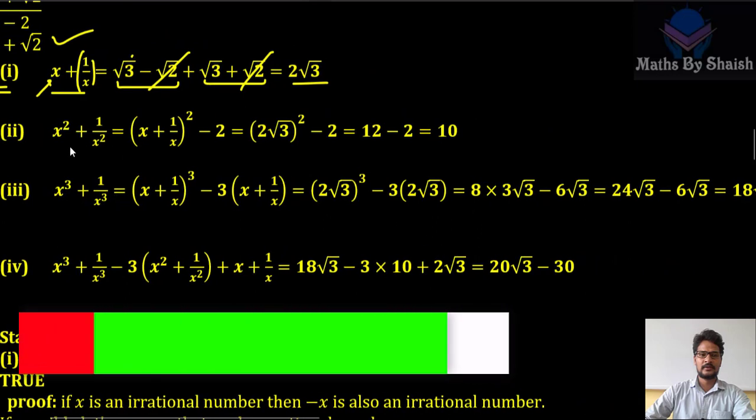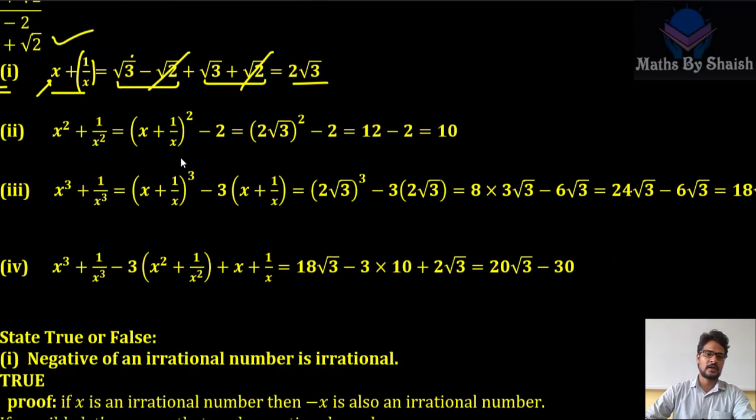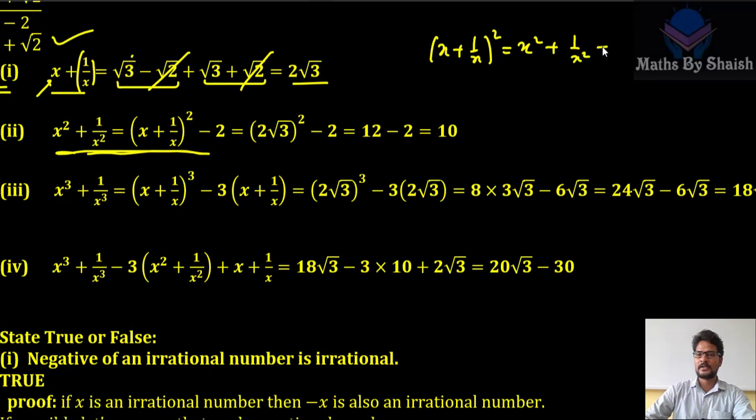Second part: if you have x square plus 1 upon x square, there is this identity that we will use. This identity comes from x plus 1 upon x whole square, the a plus b whole square formula. This is a square, x square, plus b square, 1 upon x square, plus 2 times x into 1 upon x, and x will be cancelled, and we get x plus 1 upon x whole square equals x square plus 1 upon x square plus 2. If we transfer this to the other side, it becomes minus 2. That's where we got this identity.